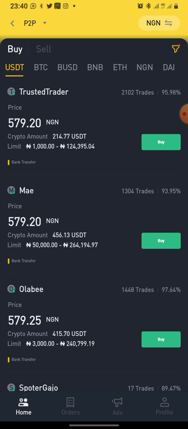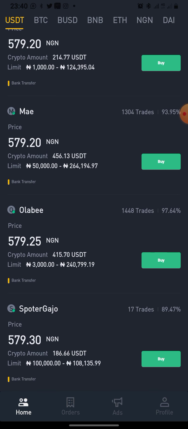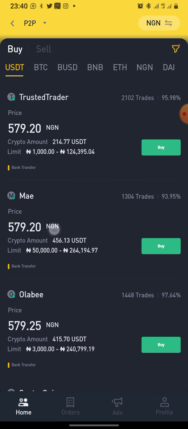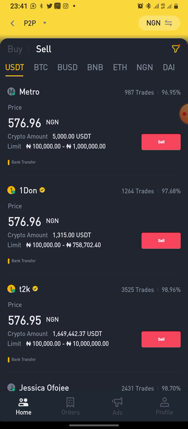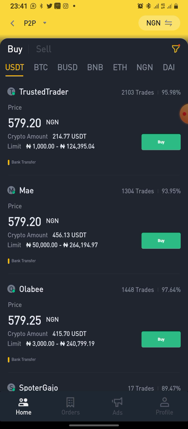And you should also note that the rates differ a bit. On the buying section, the rates are usually higher than the selling section. So you notice that most of the guys are willing to sell to buyers at higher rates. If I want to buy and I come here, I see that most rates are around 579 and above. Then when I go to sell, I notice that it's about 3 naira lower. So we see 576. So let's actually go into the proper trade.